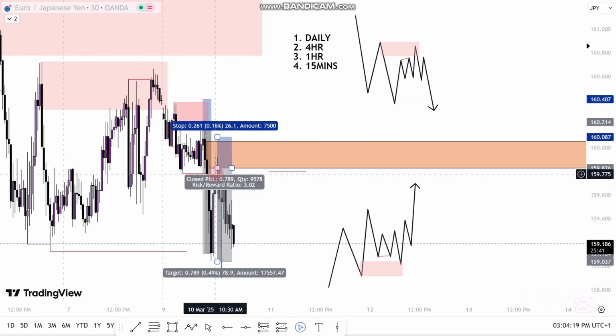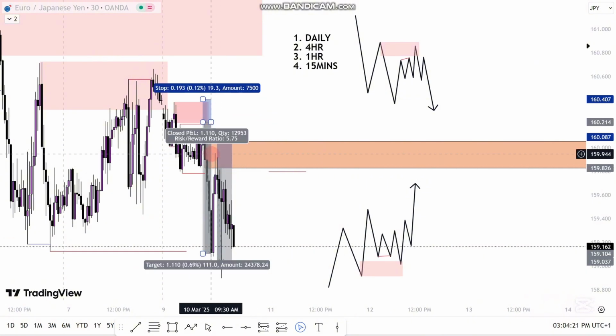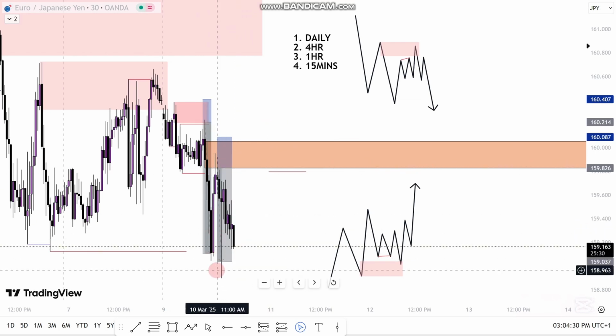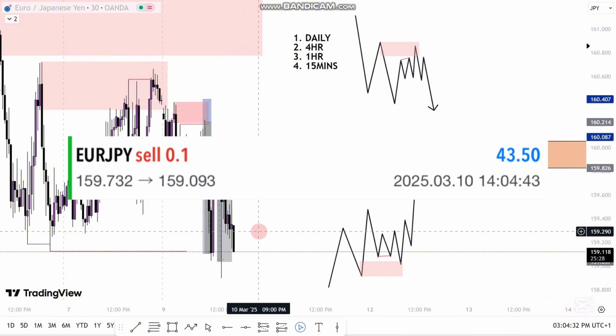Just on this trade alone, which you can actually see here on the Euro JPY, I got a very perfect entry today to the downside and got my 1 to 3 take profit hit on this trade, and that is it right there on the screen.